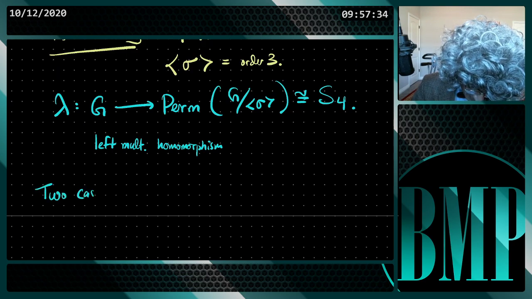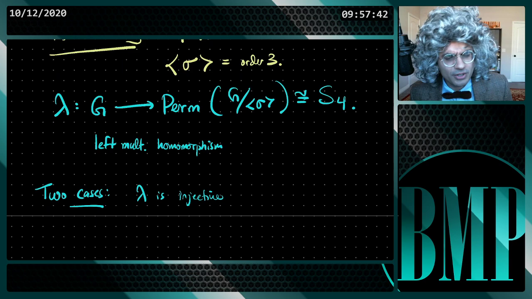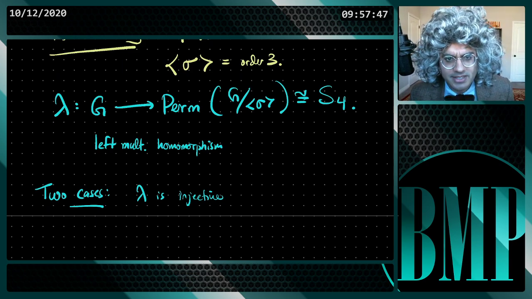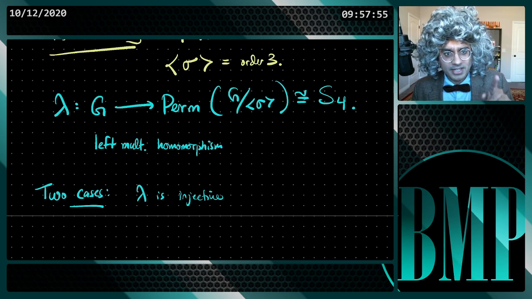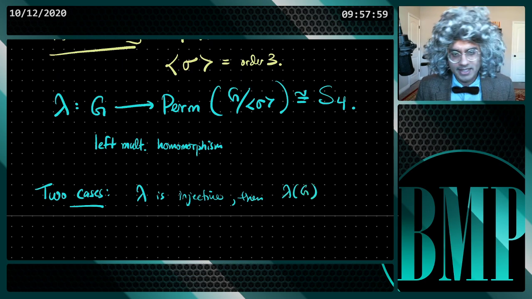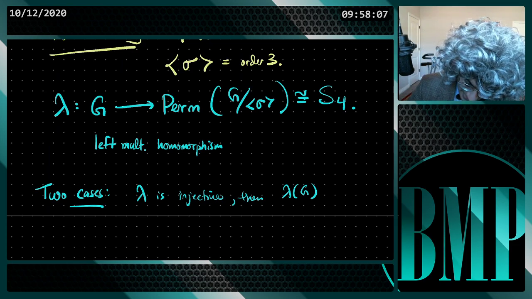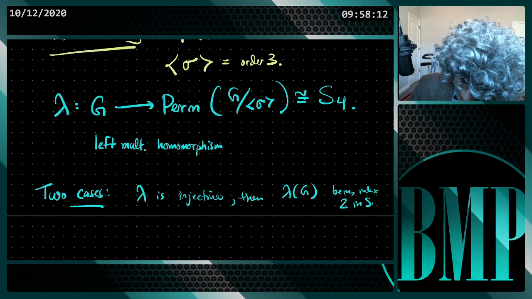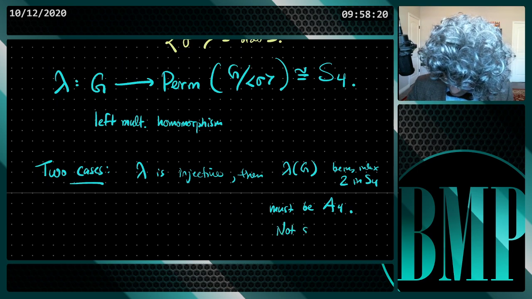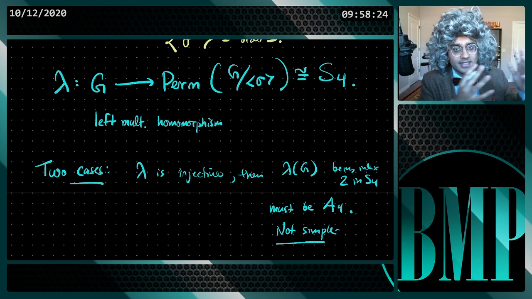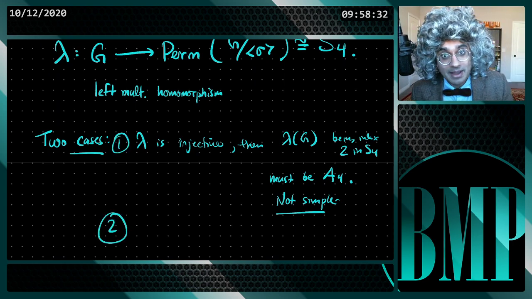So, two cases. Lambda is injective. But in your homework, or something similar, you showed that the only index 2 subgroup of S4, or Sn, is An. So if lambda is injective, then lambda of G being index 2 must be A4. And A4 is not simple. So lambda of G is isomorphic to A4 in this case, and A4 is not simple. Or second case, lambda is not injective.